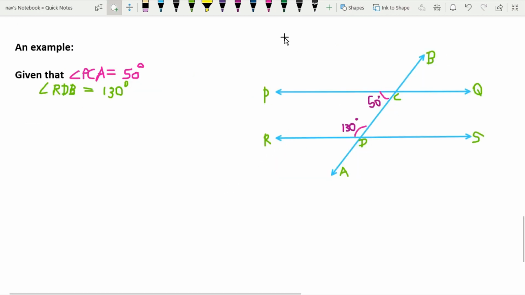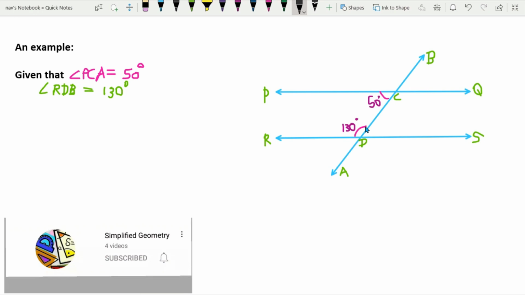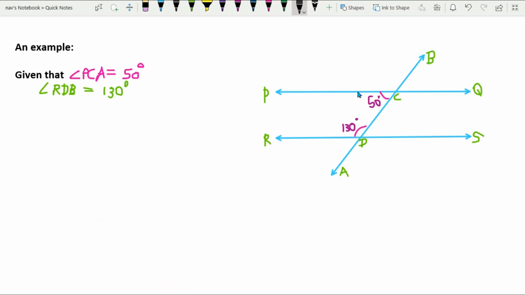Here line AB is the transversal. It intersects the line PQ at point C and it also intersects line RS at point D. It is given that angle PCA is 50 degrees and angle RDB is 130 degrees. Now we want to check if the lines PQ and RS are parallel or not.